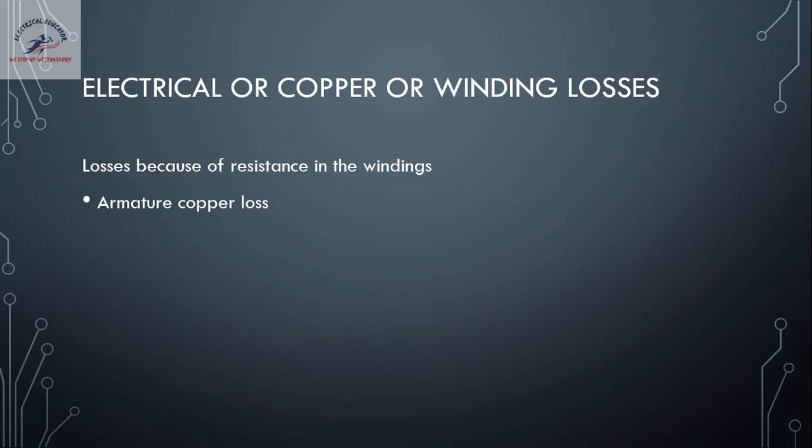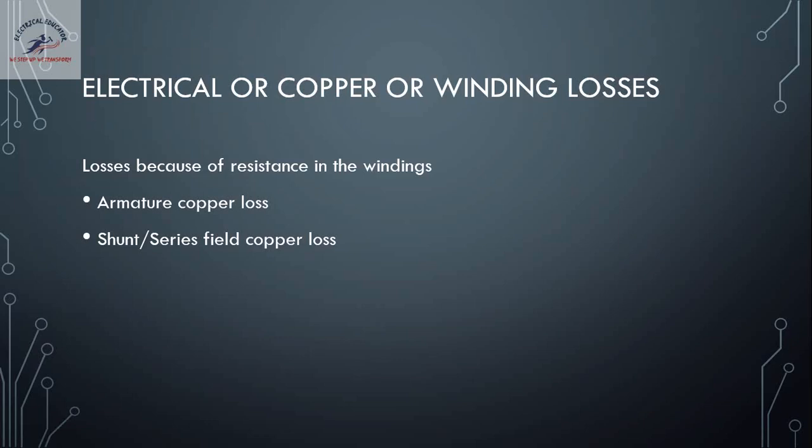So wherever windings are present, the first winding is in the armature of a DC motor. The losses occurring in the armature winding are called armature copper loss. Here the armature windings are copper, so we call it armature copper loss. Then we have field copper losses, that is the winding which is in series with the armature or in shunt, so that is the series field or the shunt field. Whatever electrical losses occur in the field are called field losses.